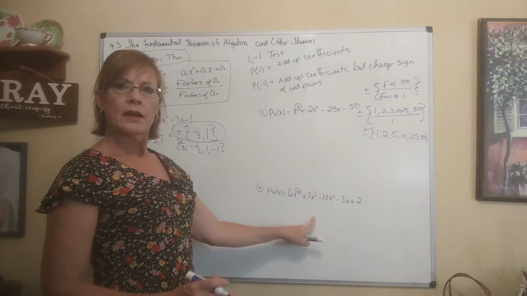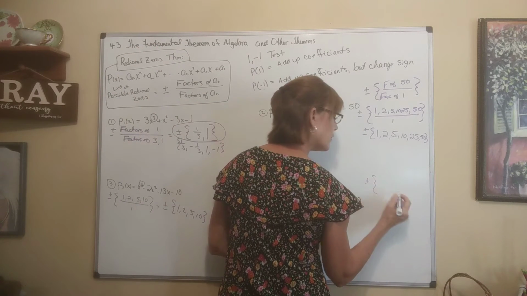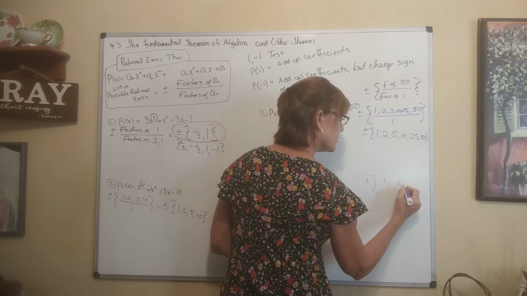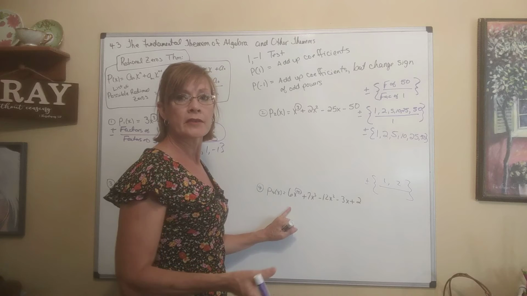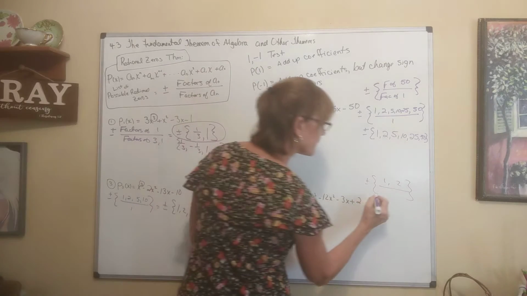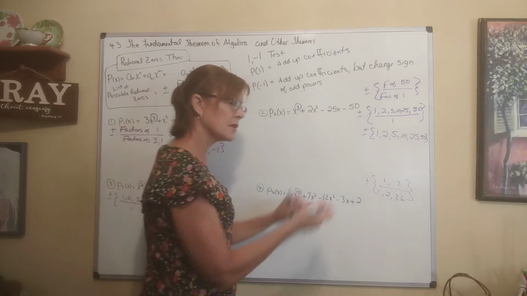All right, over here, factors of 2, plus or minus. What are the factors of 2? 1 times 2, okay. Factors of 6. What are the factors of 6? 1 times 6, 2 times 3. All right, so let's list these out.